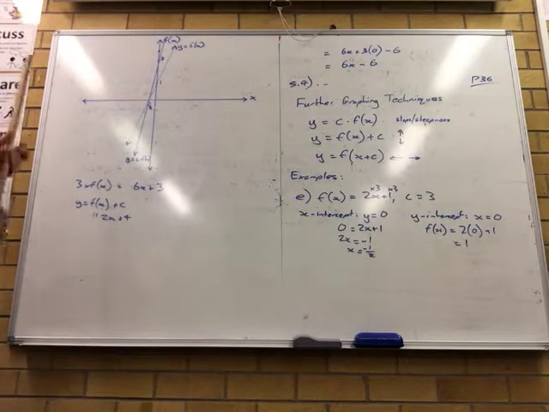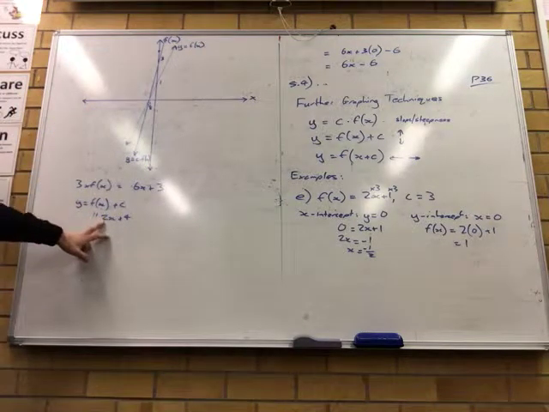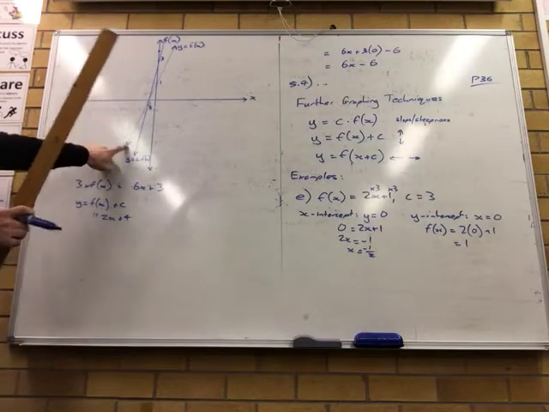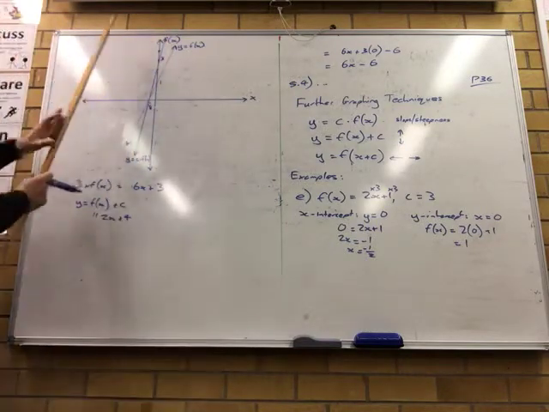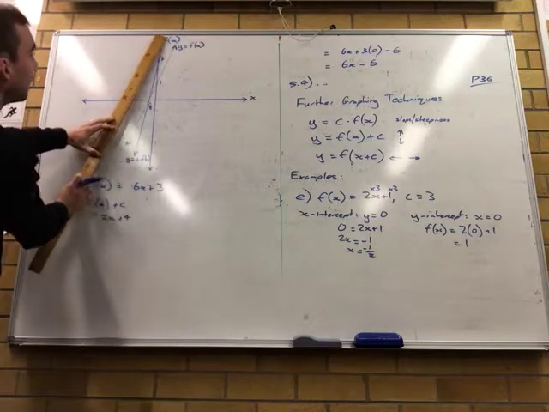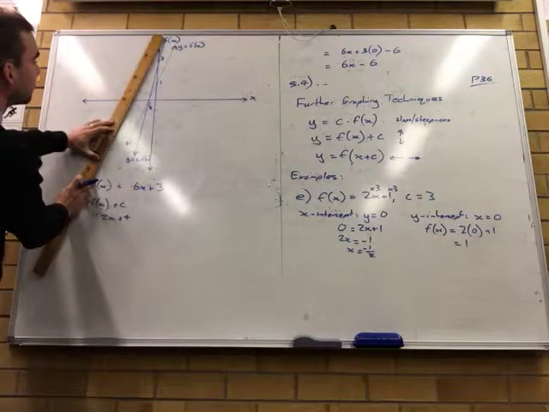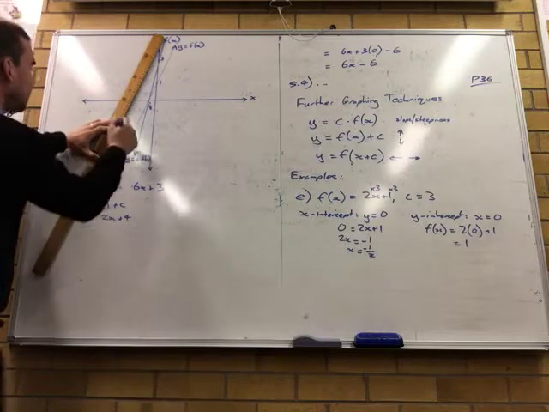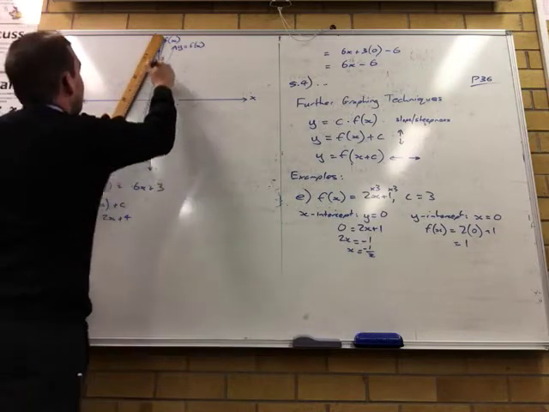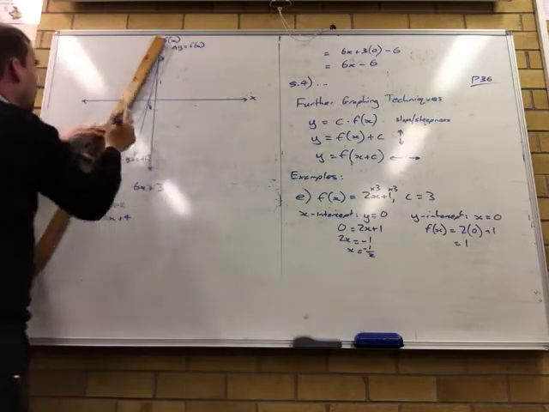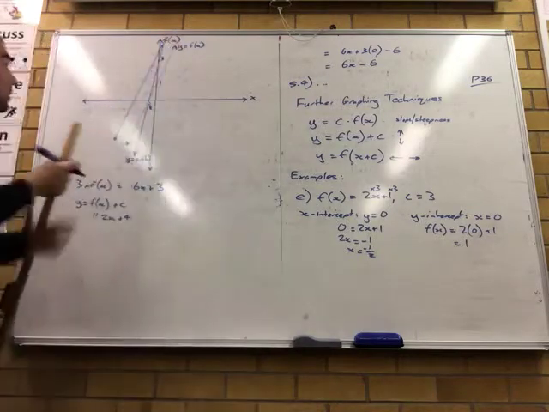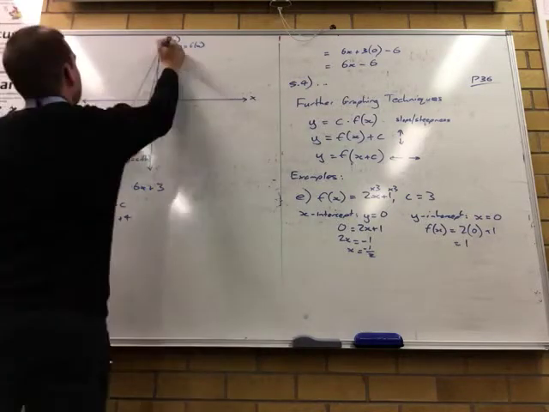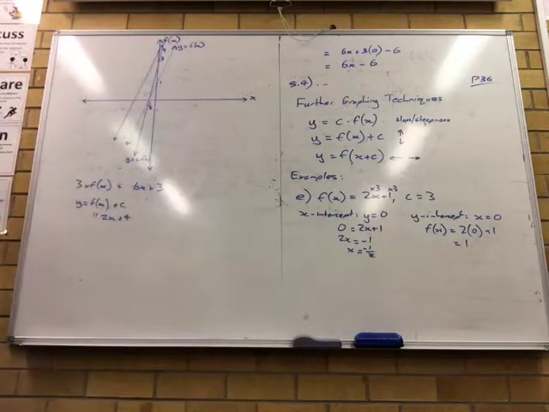Okay, and the gradient's still the same, because the gradient's still the same number. So we've got a parallel line to our first function, but the intercept on the y-axis is 4. And of course, that'll change the intercept on the x-axis. Okay, so we shift upwards 3 units.